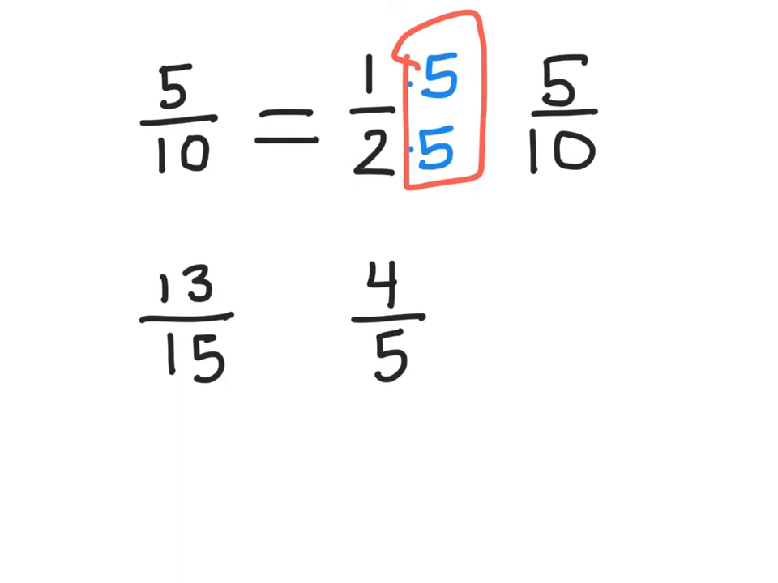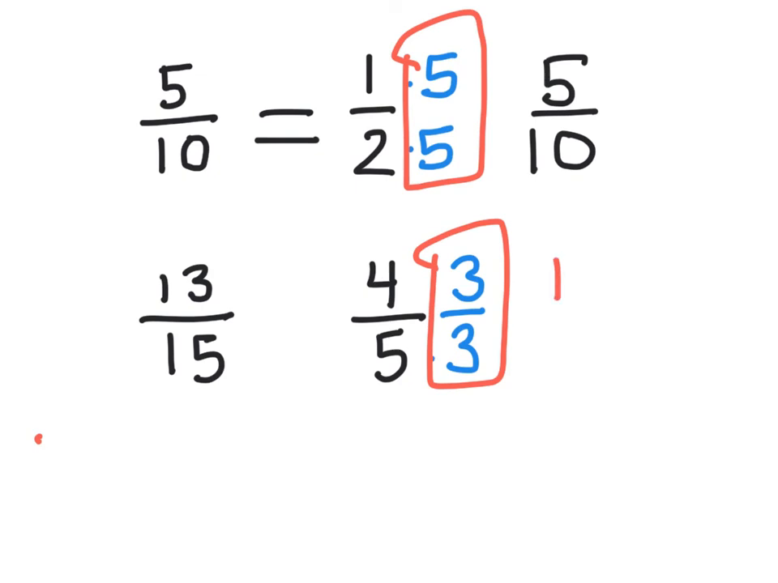Okay, the second set of fractions, if we recognize that 5 goes evenly into 15, we can multiply by 3/3, which is a giant 1, and that would make the fraction 12/15. And now I can see that that is less than 13/15. So 13/15 is greater than 4/5. Okay?